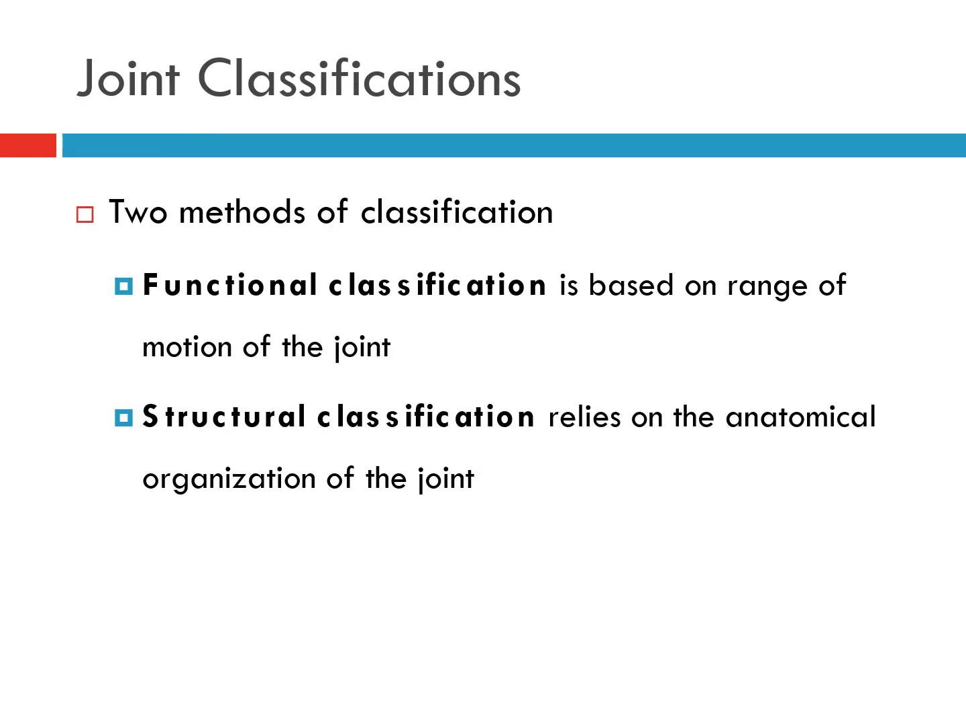We have two ways to classify our joints: by the functional classification, which is based on the range of motion, so how much does that move, or by their structural classification, which is what does their physical anatomy look like? How is that joint organized? So we're going to look at them each way.